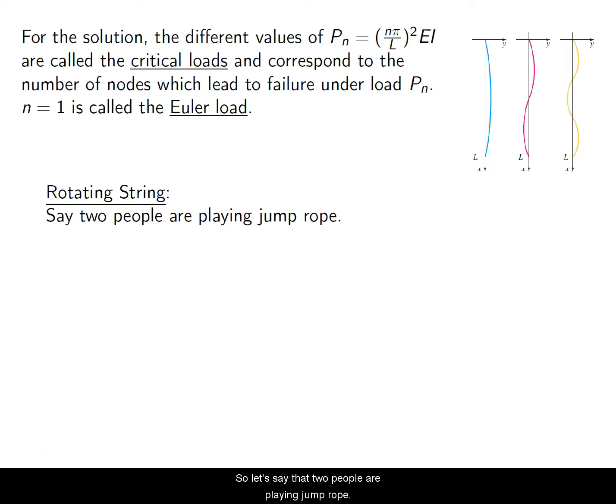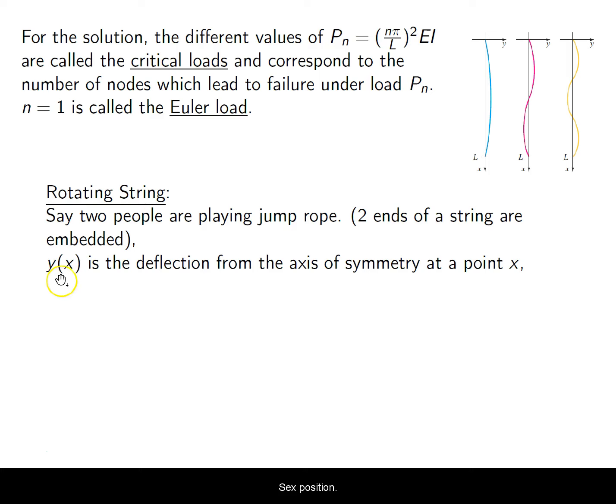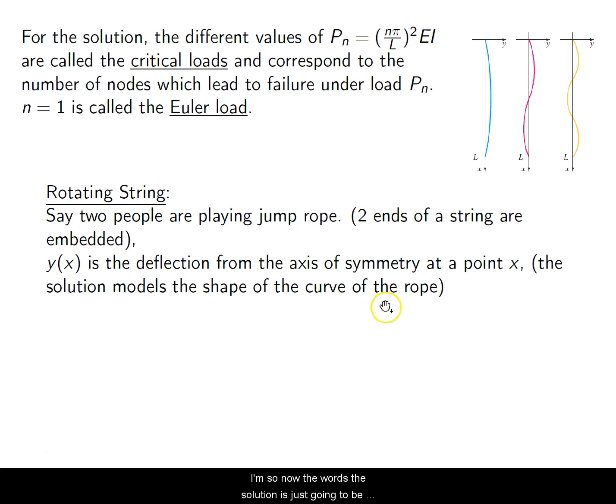So let's say that two people are playing jump rope. We can say that two ends of a string are embedded in that case because both ends are being held at a fixed position. Y of x is going to be the deflection from the axis of symmetry at a point x. Same thing as what we've been talking about before. So in other words, the solution is just going to be the shape of the curve of the rope, right?